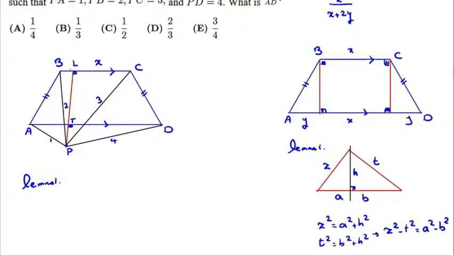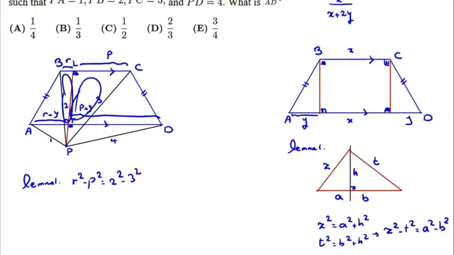I can say, look, let's consider this part. Let's do something. Let's erase this X. I consider it is R, for example, it is P, then this part will be R plus, we call it Y, R plus Y. And this part will be P plus Y. And then, because if you draw like this, it is perpendicular. By lemma 1, I can say R squared minus P squared equal to 2 squared minus 3 squared, exactly. If you use Pythagorean in these two triangles, you will reach the same result as lemma 1. And also, R plus Y squared minus P plus Y squared equal to 1 squared minus 4 squared.